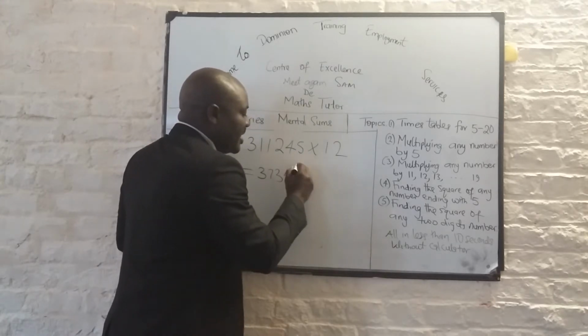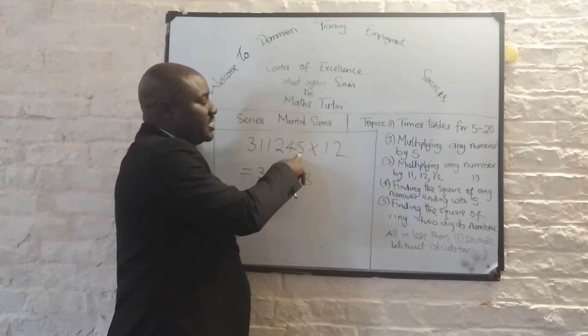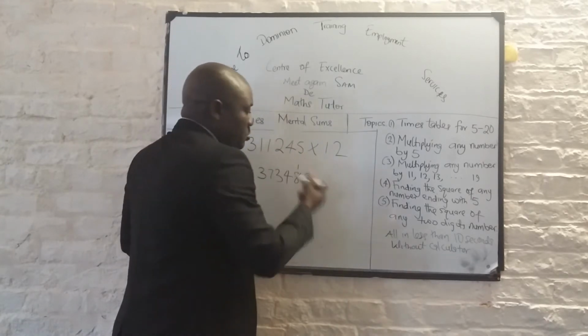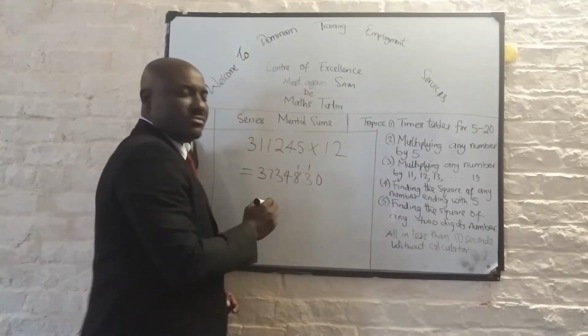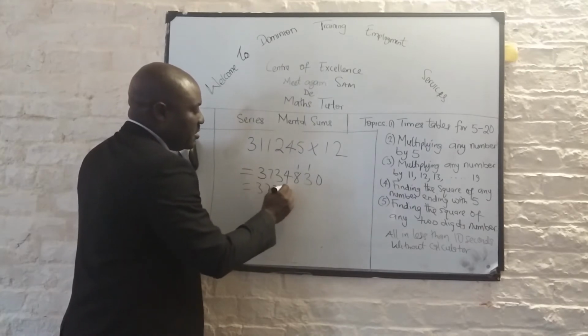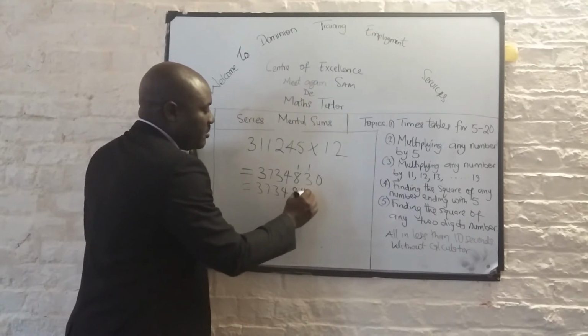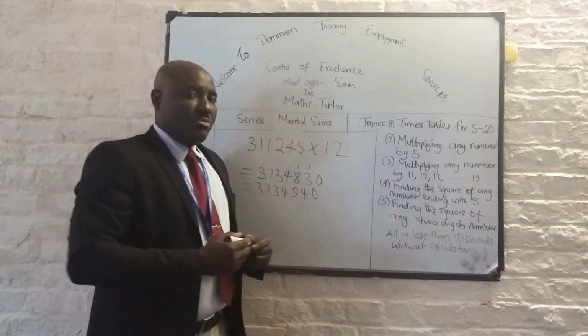You write 3 and carry 1. Then the last digit is 5. Multiply it by 2. Nothing to add to it, which gives you 10. You write 0 and 1. Then your answer is 3, 7, 3, 4, 9, 4, 0. It's as simple as that. Let's do one more example.